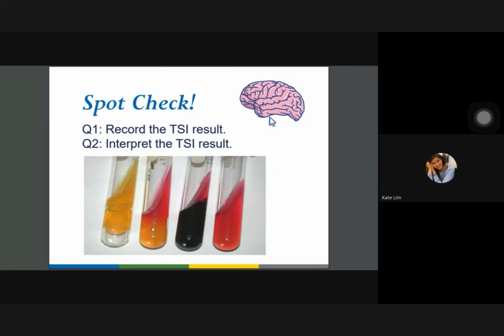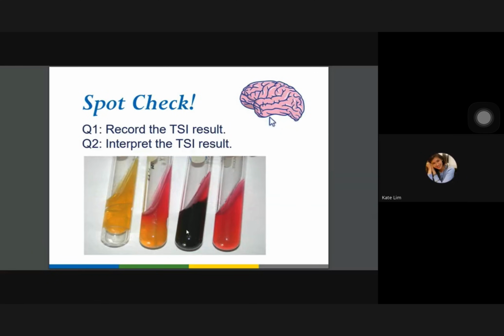How about test tube number two? For test tube number two, again, let's check the slant. What is the color of the slant? That would be red, which signifies that the medium is alkaline. So alkaline stands for K. How about the butt? The butt shows a change of color from red to yellow. Yellow signifies acidity, so that would be A. So our result would be K over A.